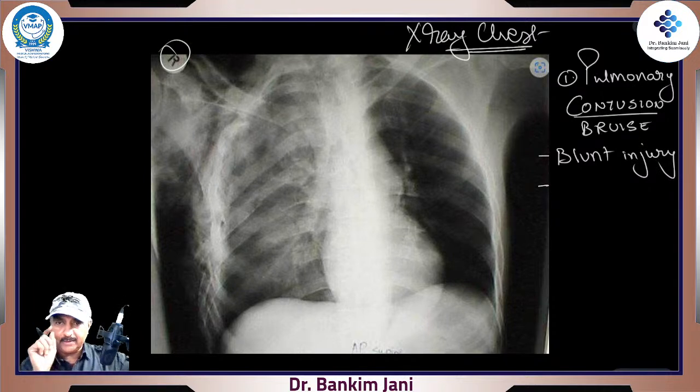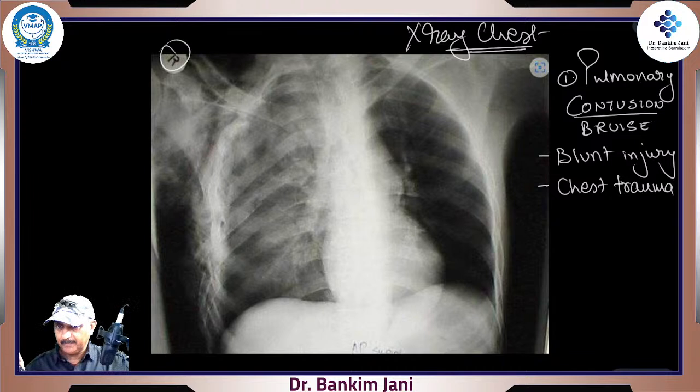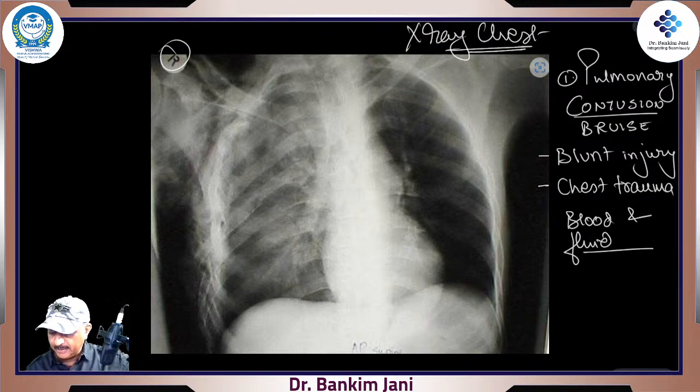Now, when there is blunt injury, this particular X-ray tells you something very, very beautiful, very worth understanding. Blunt injury, and it is a chest trauma. So that means there is injury, but there is no cut, right? Due to which, what has happened? Blood and fluid have displaced and accumulated in the lungs, and that's the appearance.